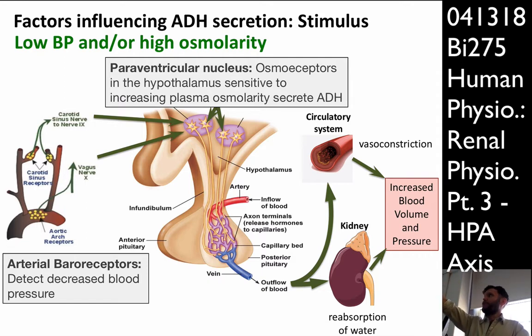And those will have projections into the hypothalamus and hit the cells in the paraventricular nucleus. The cells in the paraventricular nucleus are themselves osmoreceptors. So they're paying attention to the other side of this. They're looking for an increase in the osmolarity of the blood. Is there too much salt in the blood? So the baroreceptors ask, is there not enough water in the blood? Or the paraventricular nucleus looks at the other side: is there too much salt in the blood?